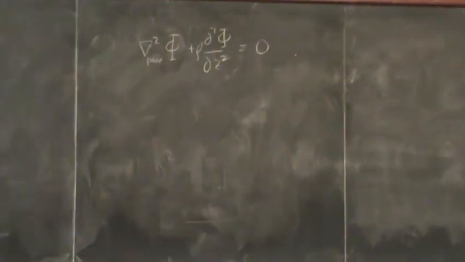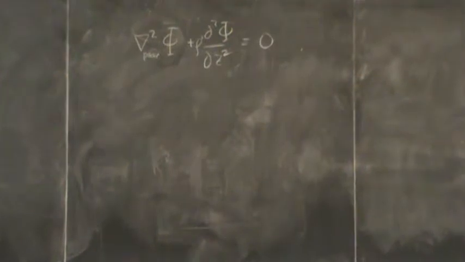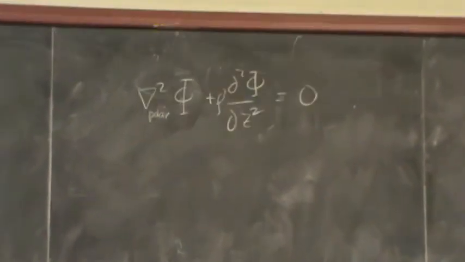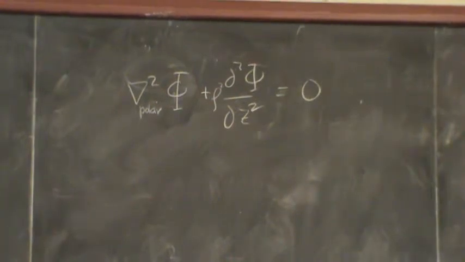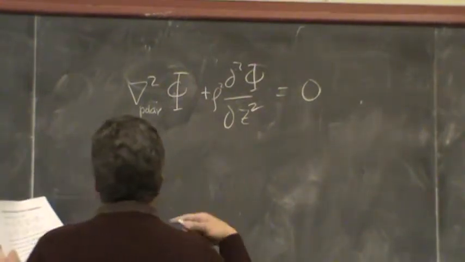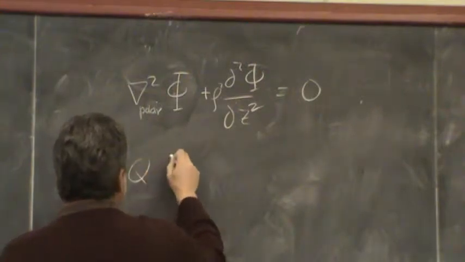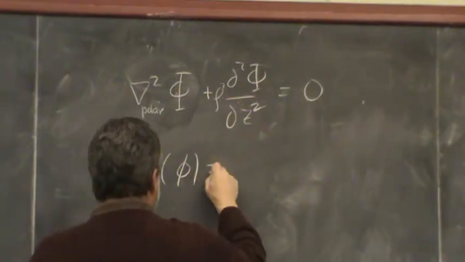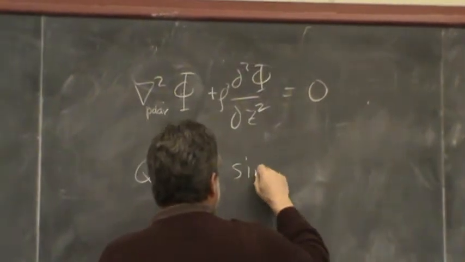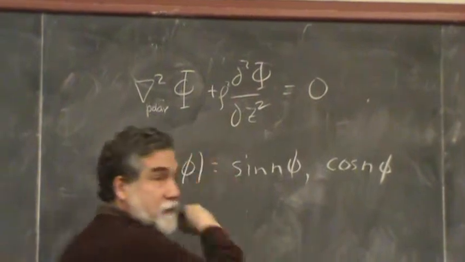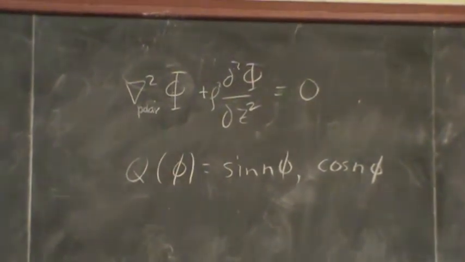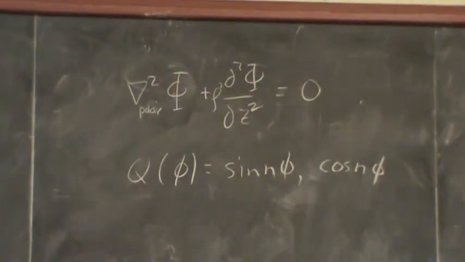Yeah, that's what it looks like. We can separate variables, and we do separate variables. And first, typically we separate the phi solution, and we do find that Q of phi is sine n phi or cosine n phi. And of course, I should write that out as a complete sum of solutions, but I'm not doing that right here.